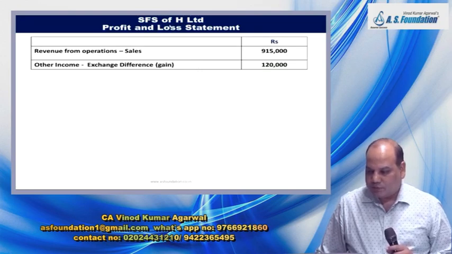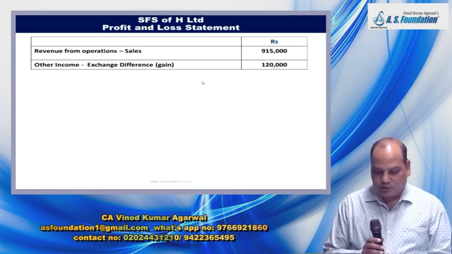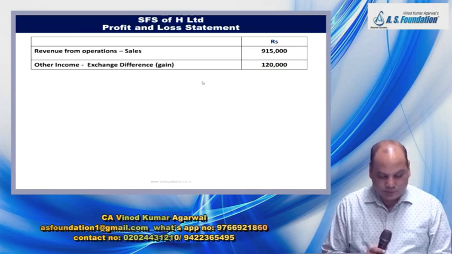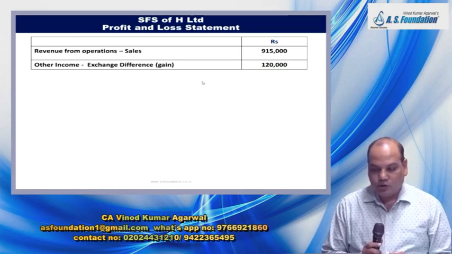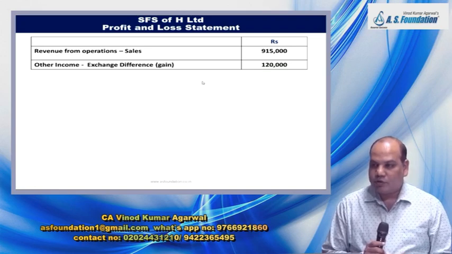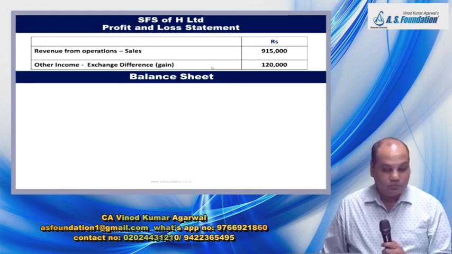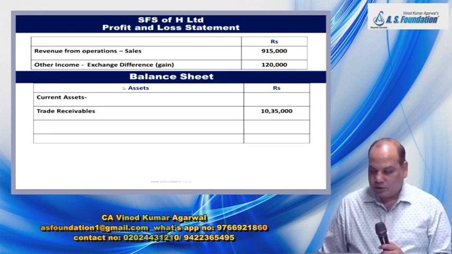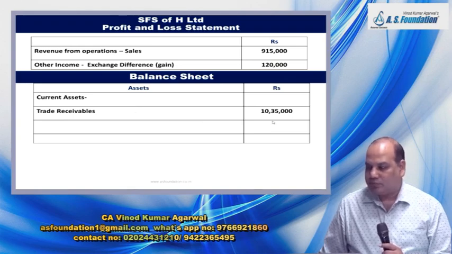Now write down SFS of H Limited. SFS of H Limited, profit and loss statement extract. They have specifically asked you to show SFS and CFS extract. Revenue from operations, sales 9,15,000. Other income, exchange difference gain 1,20,000. Then write down SOFP. Balance sheet means statement of financial position. Asset side, trade receivable. How much trade receivable will appear? 10,35,000 in rupees. RS means rupees, or also called INR, Indian rupees.